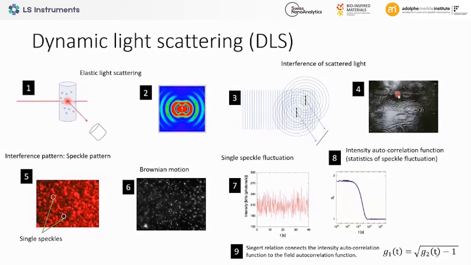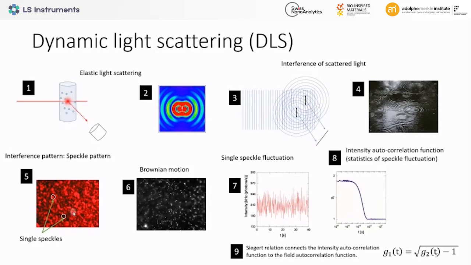Now the interference pattern, when it scatters from a colloidal dispersion, looks something like this. This is what we call a speckle pattern because it's composed of speckles. Here you can see the variation of dark and bright spots, and of course something in between, and this results from the interference of elastically scattered coherent light from particles. What we are interested in are so-called single speckles. If you look closely, you can see identifiable very bright and very dark speckles.